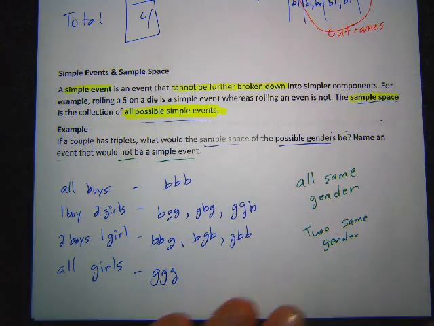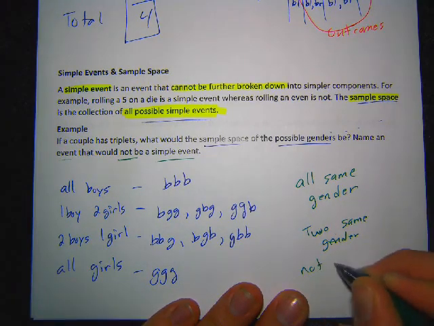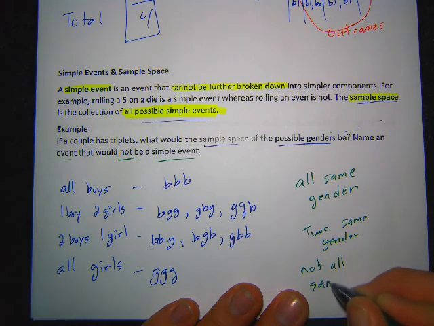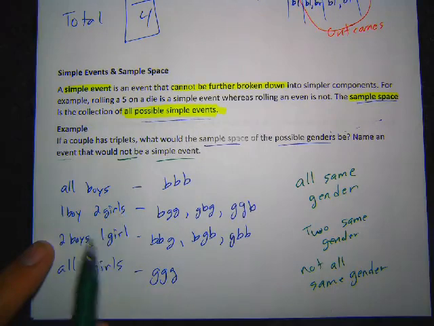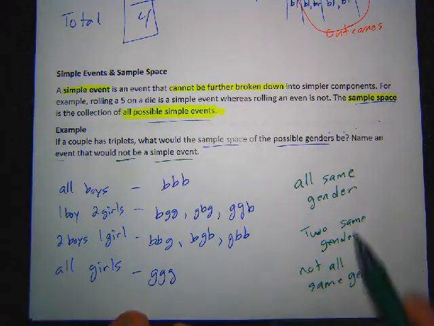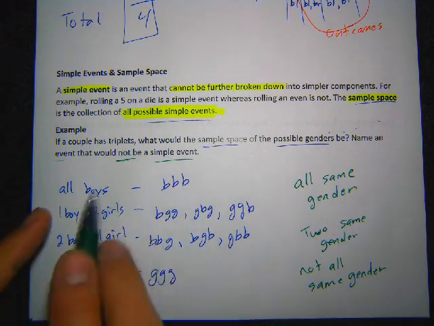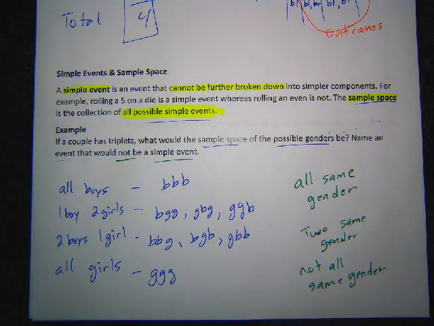Not all same gender. So that would be another one you can break down, not all same gender. Because then you can break it into the 1 boy, 2 girls, and 2 boy, 1 girls. So these would be all things you could break up, versus these would be simple spaces. You can't really break down anymore.